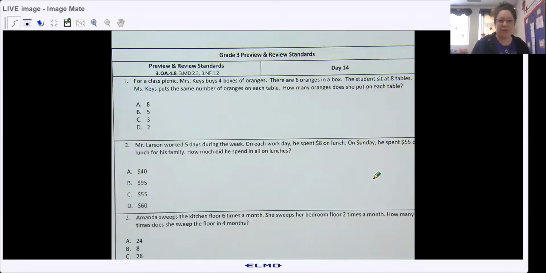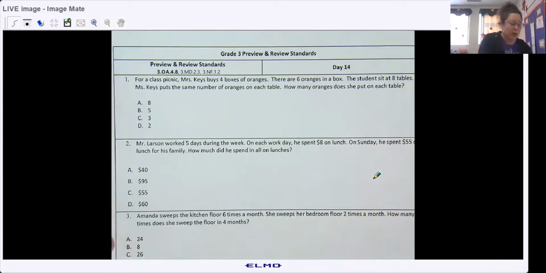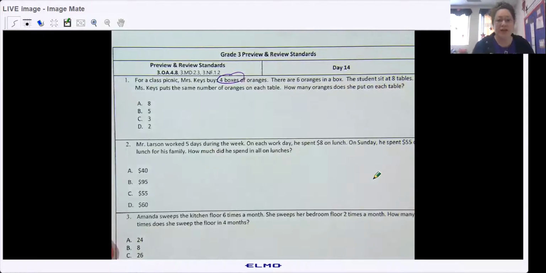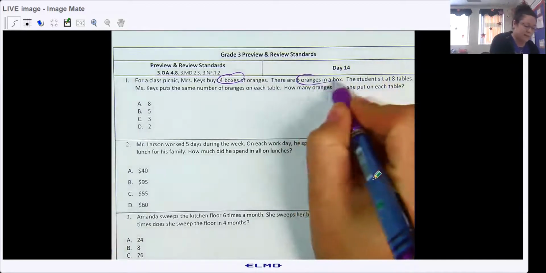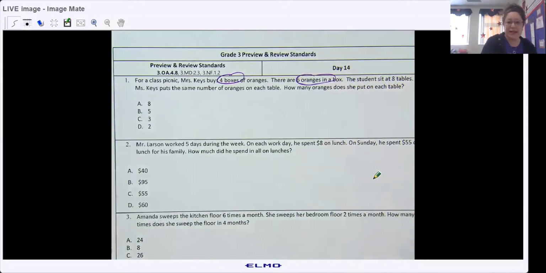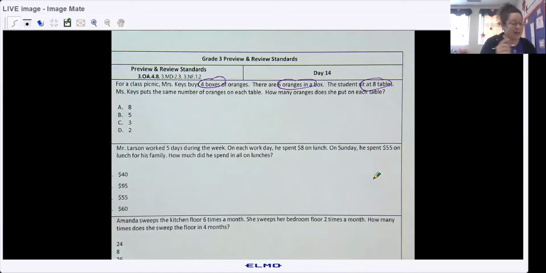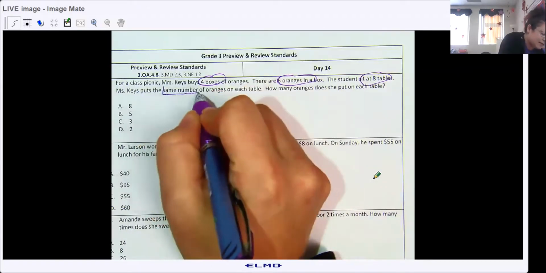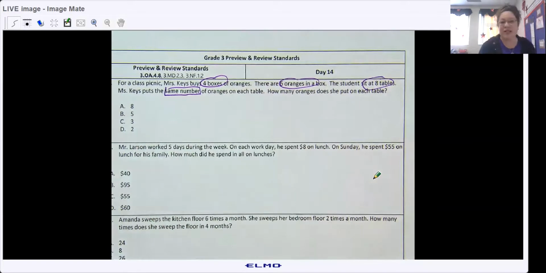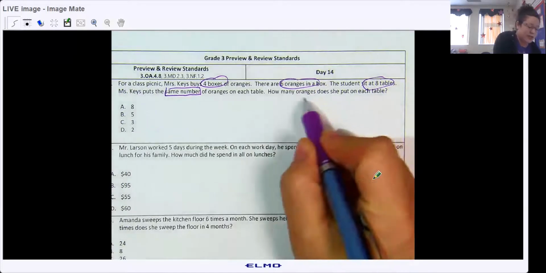Okay. For a class picnic, Mrs. Keys buys 4 boxes of oranges, and there are 6 oranges in a box. The students sit at 8 tables. Mrs. Keys puts the same number of oranges on each table. Remember, same number, so that gives us a clue. How many oranges does she put on each table?